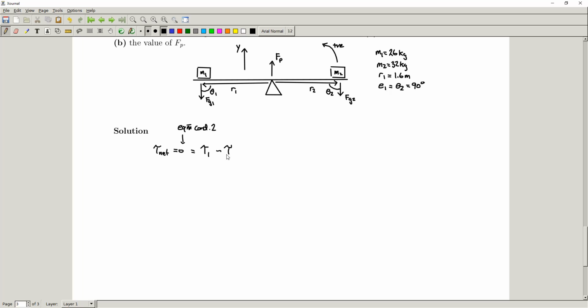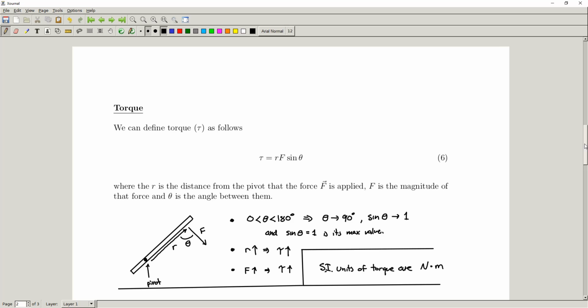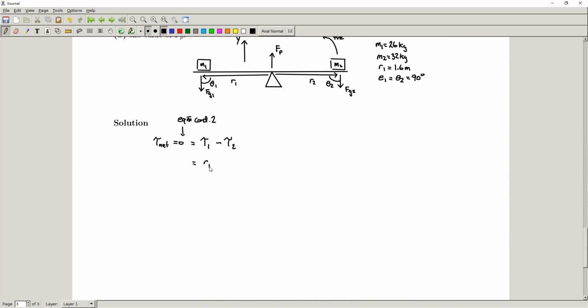It's going to be operating in a clockwise direction, not counterclockwise, and so our torque 2 will be in a negative direction, okay? And we can rewrite these two torques in terms of the definition that we laid out up here. So R F sine theta. Let's do that. So we're going to have R1 F1 sine theta 1, minus R2 F2 sine theta 2. And we're told that both theta 1 and theta 2 are 90 degrees, right?